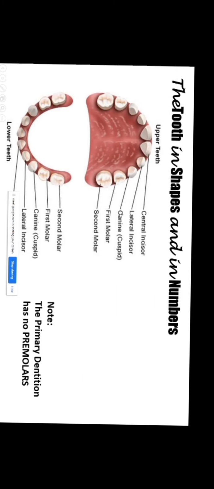However, it's good to note that in the primary dentition, we don't have premolars. Again, note, the primary dentition has no premolars. In the permanent dentition, after canines, you have your first bicuspid or first premolar and second premolar. For the primary dentition, after canines, there's no premolars. Rather, you have your first molar and second molar. And you also don't have third molars. Okay?